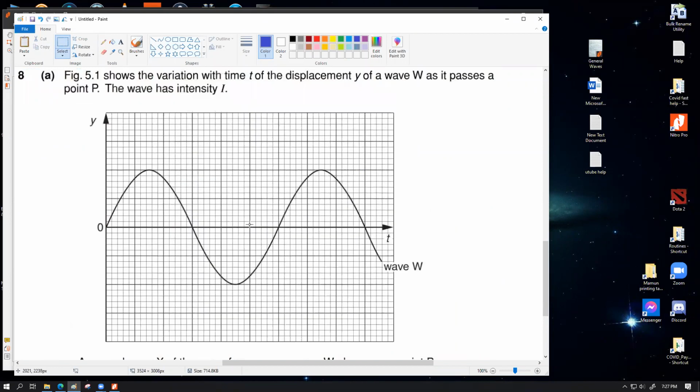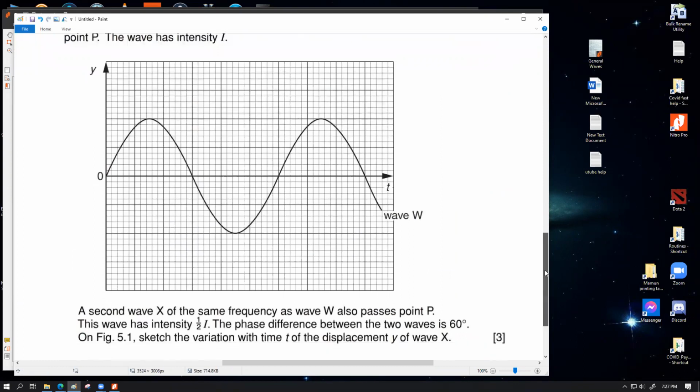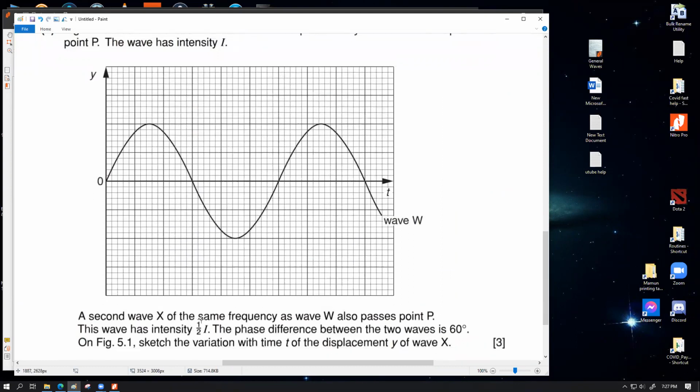We have this wave printed for us, and then it says a second wave X of the same frequency as the wave W also passes point P. This wave has an intensity of half I, and the phase difference between the two waves is 60 degrees. This is only saying that the phase difference is 60 degrees. It's not saying lagging or leading, so we don't have to be very cautious about on the right or on the left. On figure 5.1, sketch the variation with time t for the displacement y of the wave X.